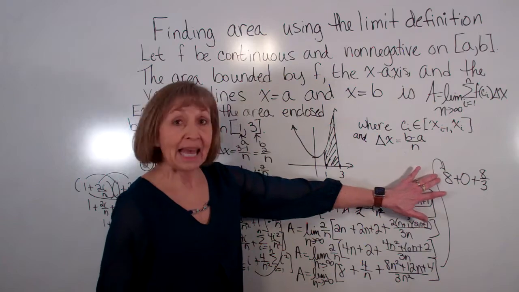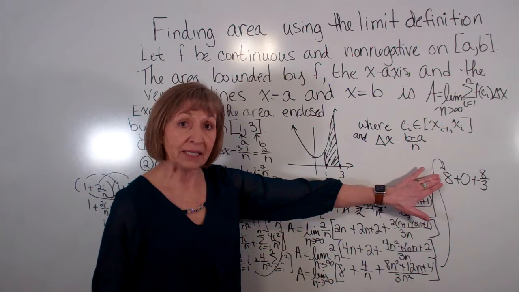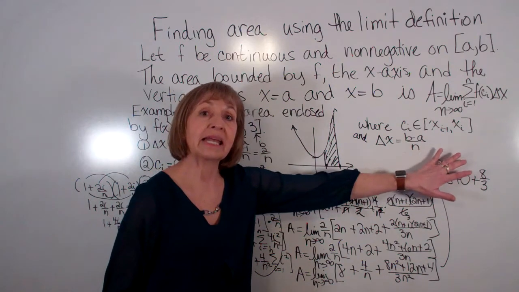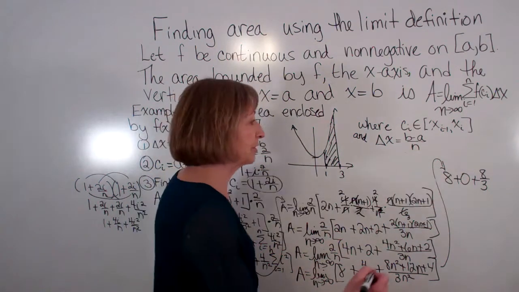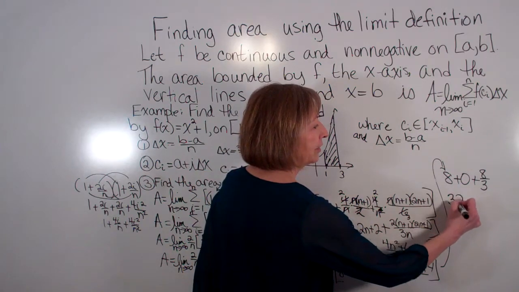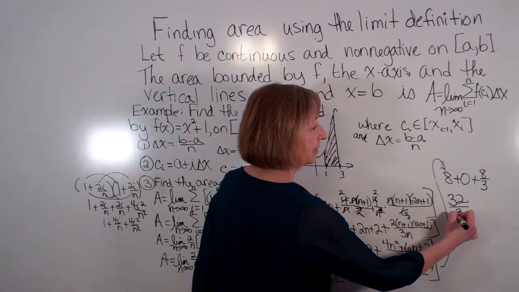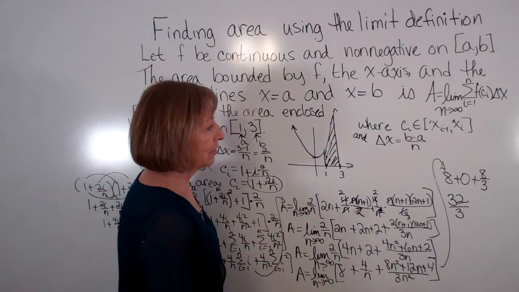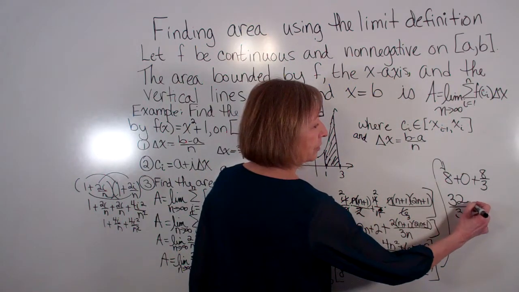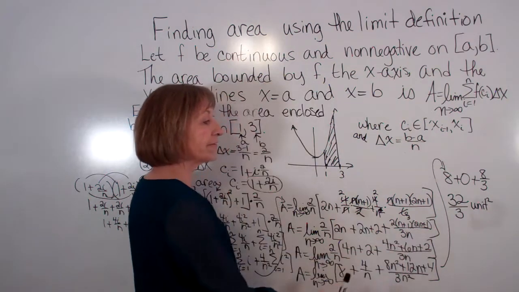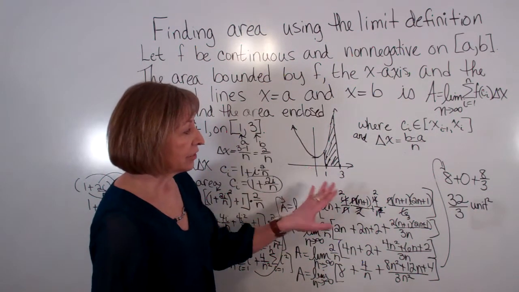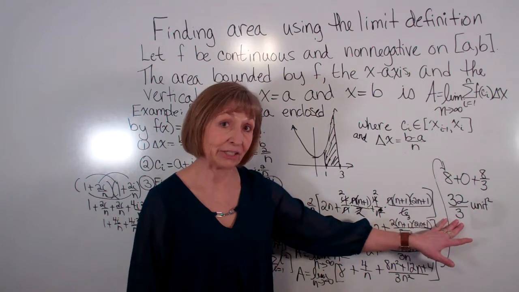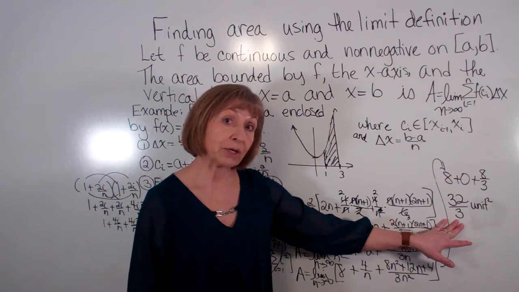So then when I get a common denominator of 3, I will have 24/3 plus 8/3, which is going to give me 32/3. So that is my 32/3 square units of area for this. When you think about just the mixed number of it, it would be 10 and 2/3 square units.